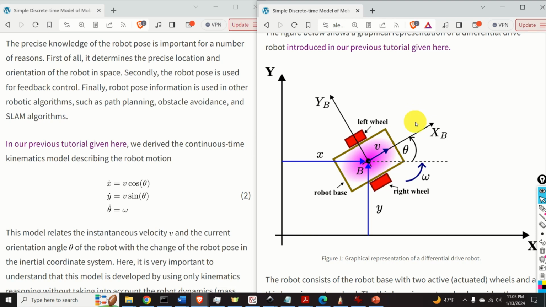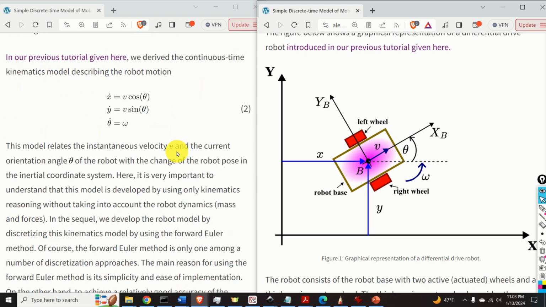The precise knowledge of the robot pose is important for a number of reasons. First of all, it determines the precise location and orientation of the robot in space. Secondly, the robot pose is used for feedback control. Finally, robot pose information is used in other robotic algorithms such as path planning, obstacle avoidance, and SLAM algorithms.